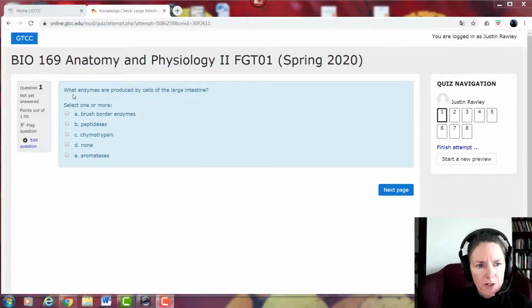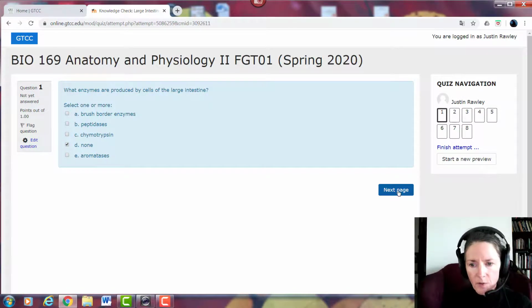All right, so the first question here is what enzymes are produced by cells of the large intestine? Well, none. Any enzymes produced in the large intestine will be made by bacteria. We have a symbiotic relationship with bacteria without which we would not survive. In fact, if people have a diminution of these bacteria to the point that they're no longer doing their function, sometimes people will actually have a fecal transplant, believe it or not, to reintroduce the good bacteria that are necessary to populate the lumen of the large intestine.